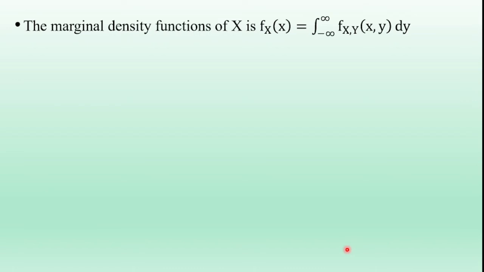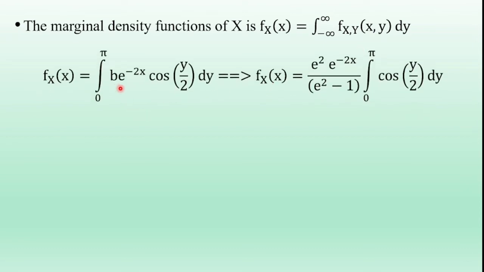And the second part: determine the marginal density functions of x and of y. So we know that the basic expression of the marginal density function of random variable x is fx of x is equal to the integral from minus infinity to infinity of fxy of x comma y dy. Now we are applying the given data. Given that the joint density function is b e power minus 2x cos y by 2, and the range of the integral from the given data is y equal to 0 to pi. So now we are integrating with respect to y.